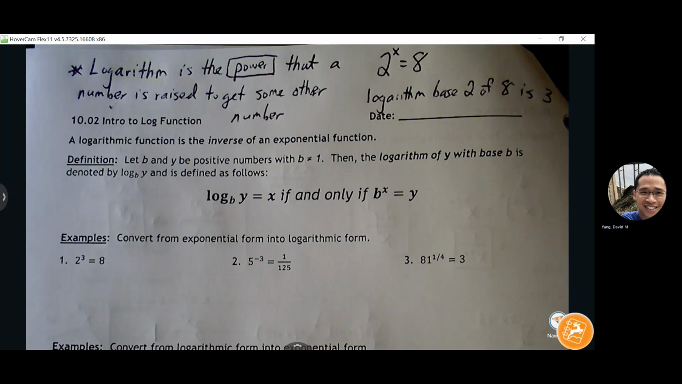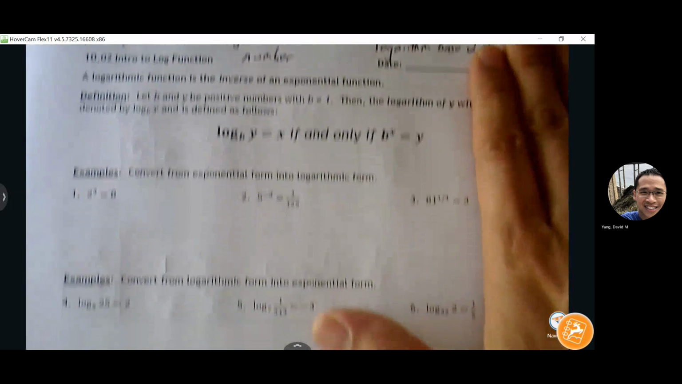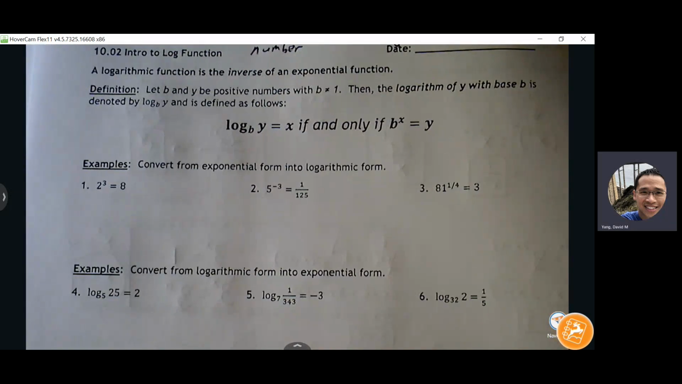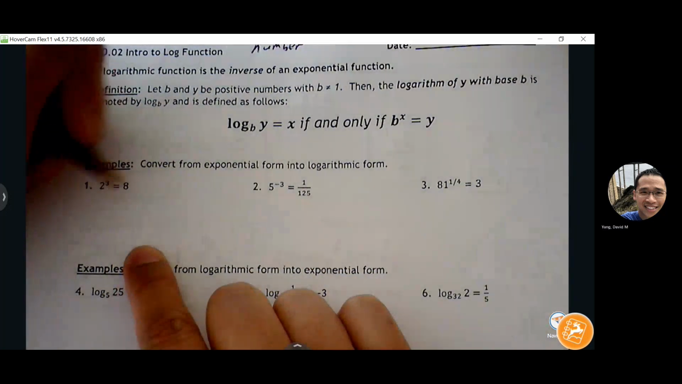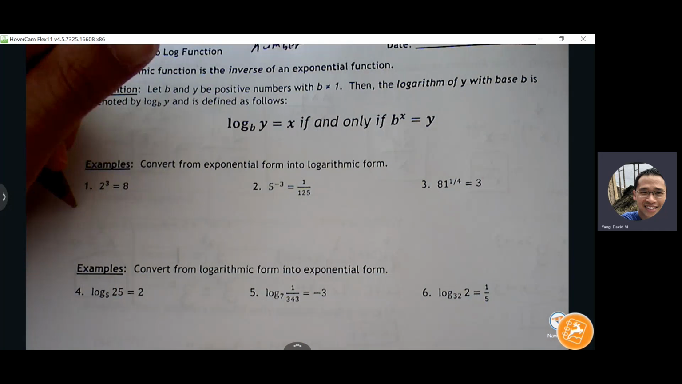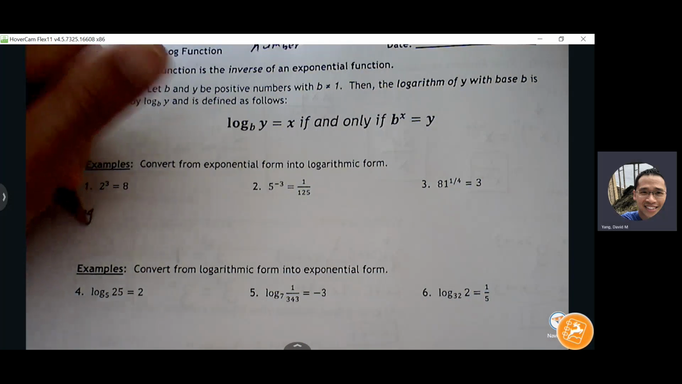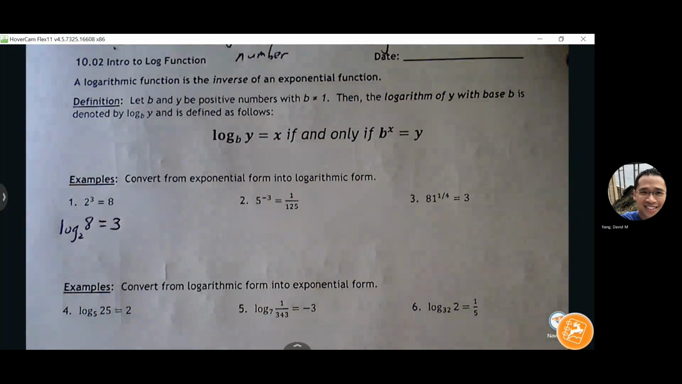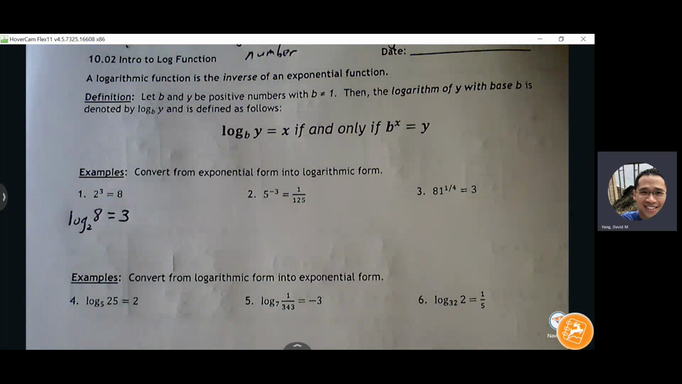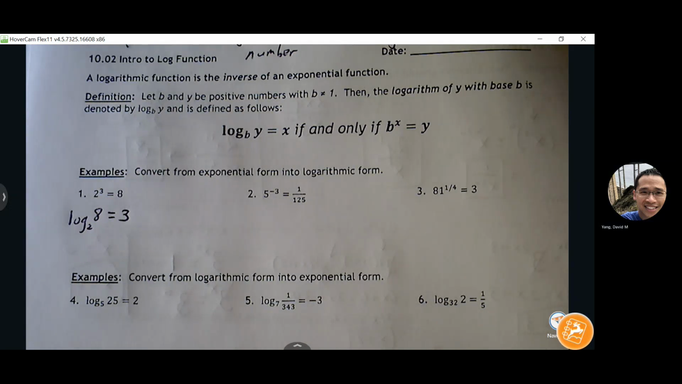So for these examples, we're just going to practice isolating that 3 by itself. So I can say log base 2 of 8 is equal to 3. So I know that base 2 raised to what power is equal to 8? Base 2 raised to the third power is equal to 8. So I'm able to get that exponent by itself because that's what I want to represent as a log.